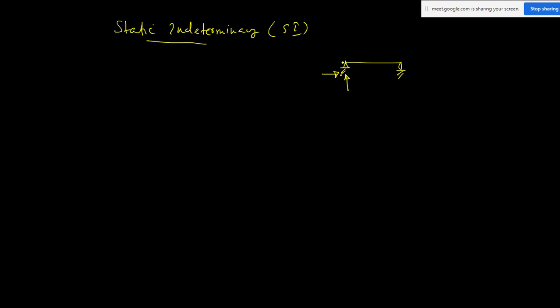Pin support means it cannot move horizontally. The movement is restrained. If the movement is restrained, there will be a reaction. It cannot move vertically, so that means there will be reactions, but it is free to rotate. At this support, it is possible I can rotate this member like this. Okay, that means I will be having two reactions at the fixed end.